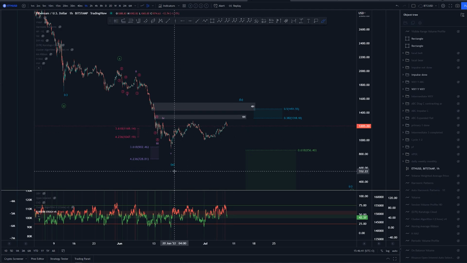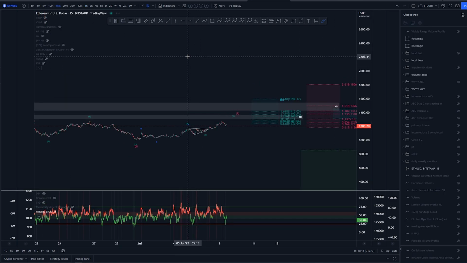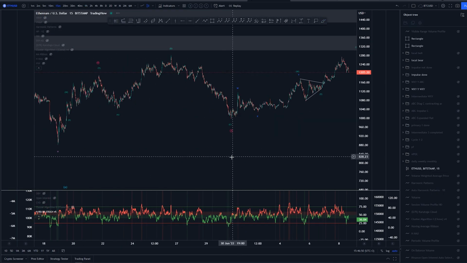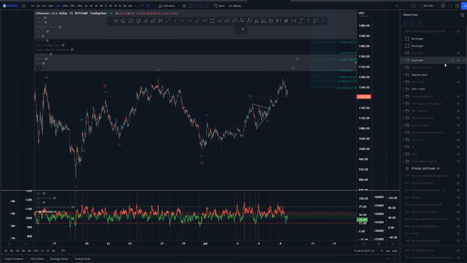My main is still this one, in which we have this A wave here. So exactly the same as with Bitcoin. On the 15-minute time frame, we have this one as the bearish option.